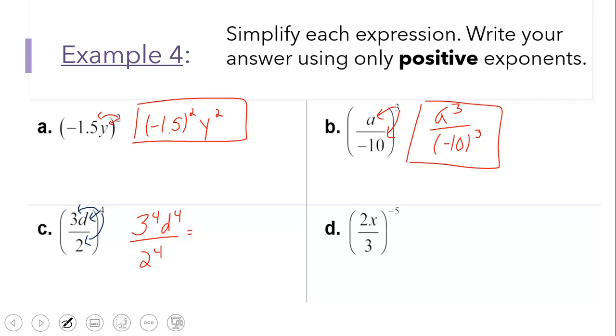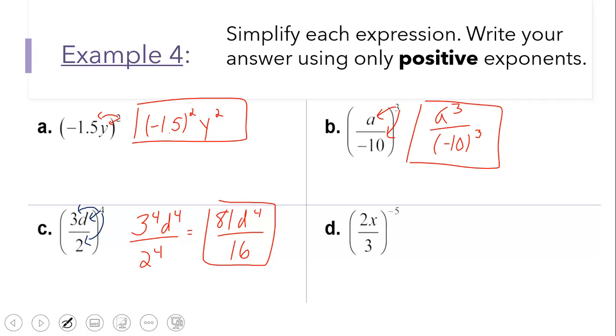We do 3 to the 4th power, 3 squared is 9. 3 cubed is 27. If we take 27 times 3, we're going to get 81. So we can simplify this to 81d to the 4th over 2 to the 4th power is 16. That's really the best answer that we can get.